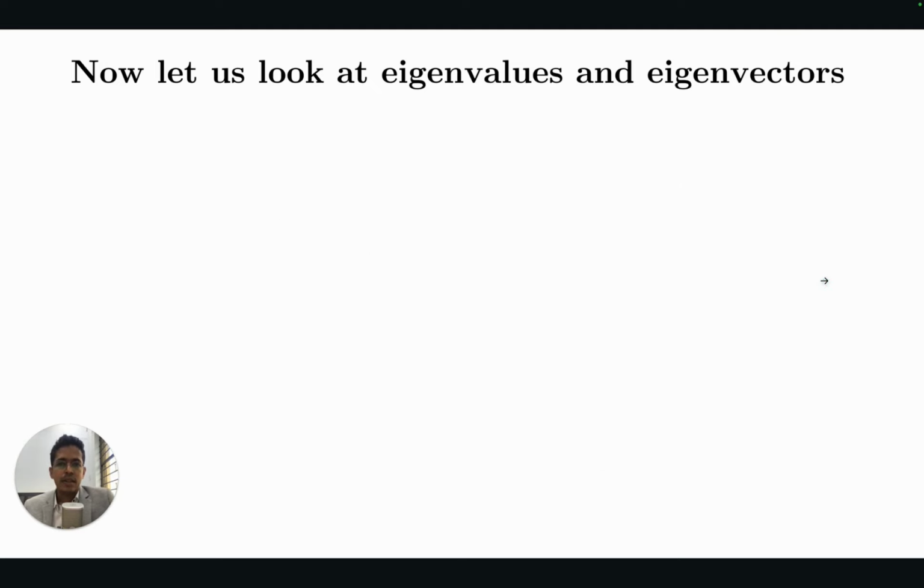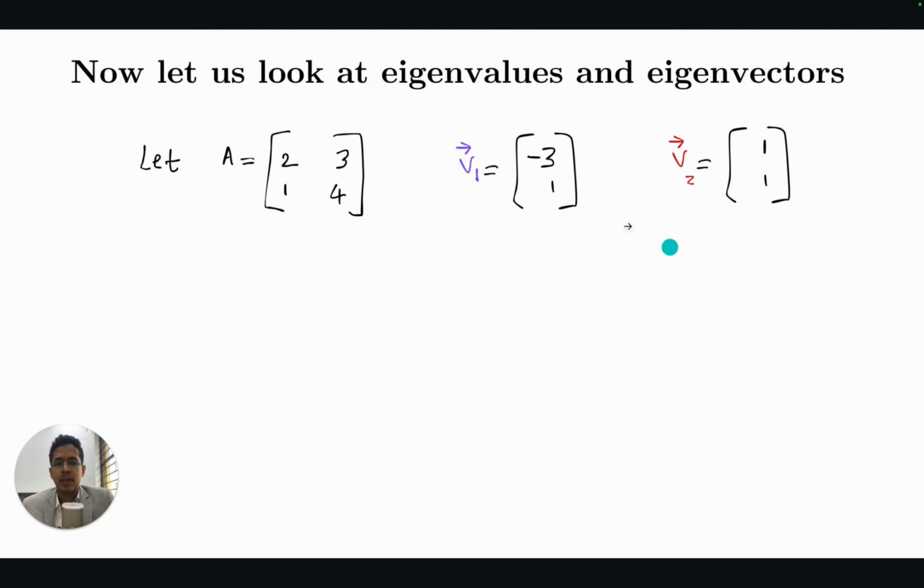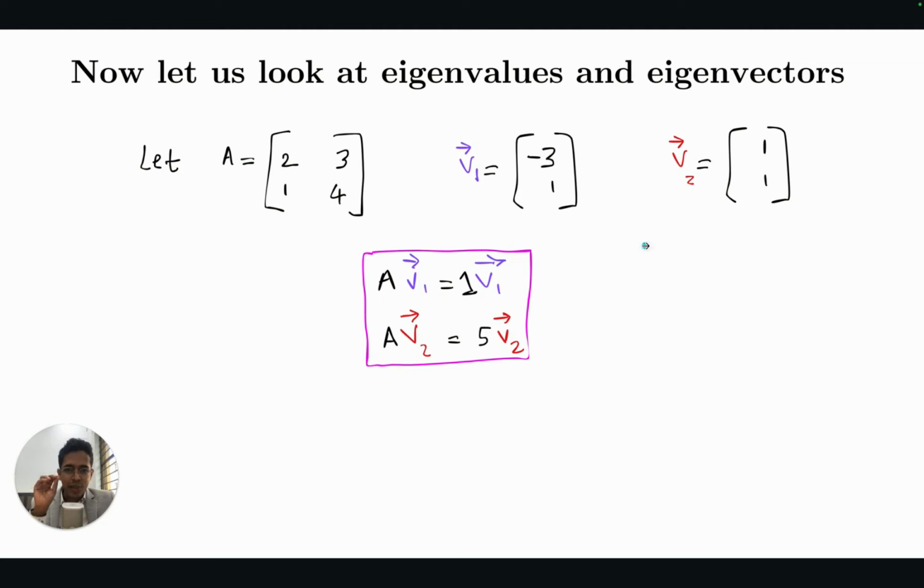So let's put both of these vectors side by side, v1 and v2. v1 is -3, 1, v2 is 1, 1. The matrix A is 2, 1, 3, 4, the same matrix that we discussed before. If we look at what happens, Av1 equals 1 times v1, and Av2 equals 5 times v2. We saw these two. Now, you might already recognize what's happening.